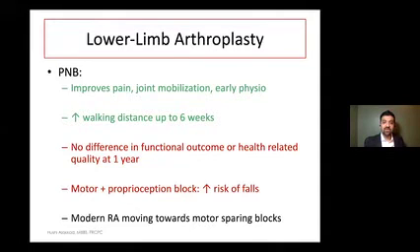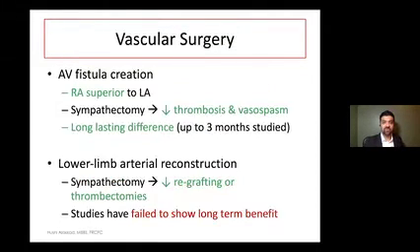There is another problem, that is the motor and proprioception blockade, leading to increased risk of falls. So you always find this subgroup of surgeons saying, please do not block my patients because they had a negative experience with a patient falling and then suing them or suing the hospital. Modern regional anesthesia now is moving towards more motor sparing blocks, things like adductor canal blocks, IPACK blocks for lower limb, for example, fascial plane blocks, truncal blocks. Many regional anesthetists are moving towards those now.